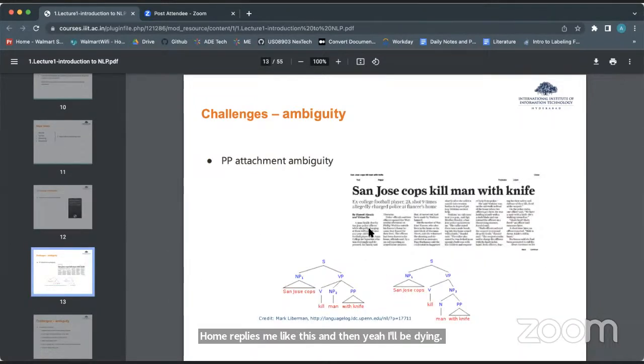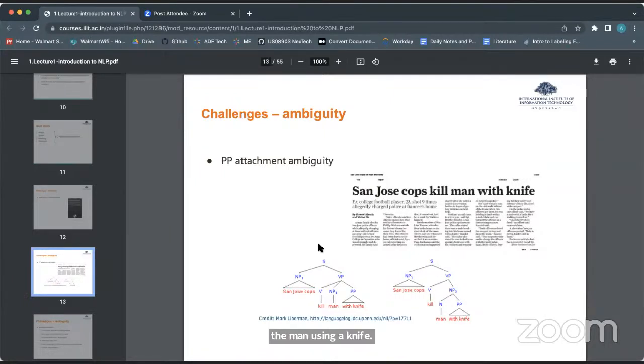And there's one more example. "San Jose cops kill man with knife." So what exactly is happening here? There are two different chunkings. This is a graphical representation of chunking. We have a noun phrase, a verb phrase, then a noun phrase, and then a prepositional phrase. So you can understand the two different meanings. San Jose cops kill a man who has a knife, or it might be possible that San Jose cops are killing the man using a knife.